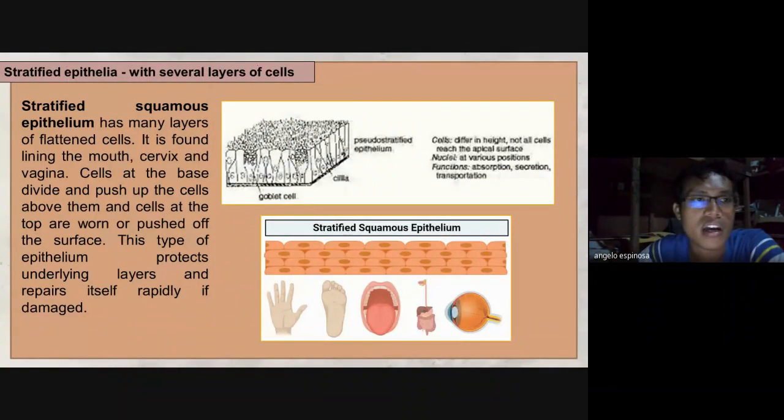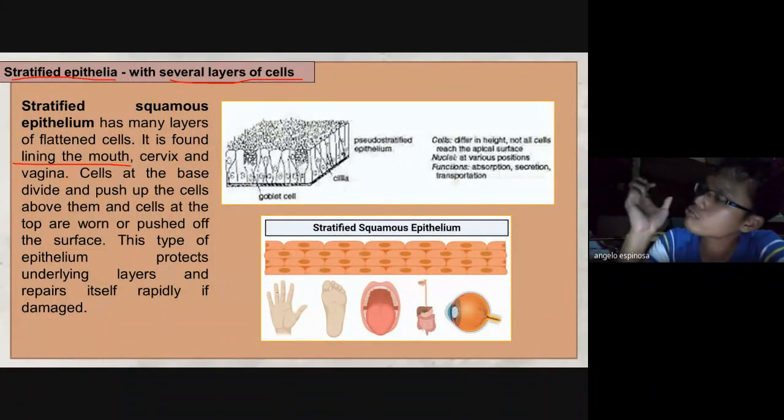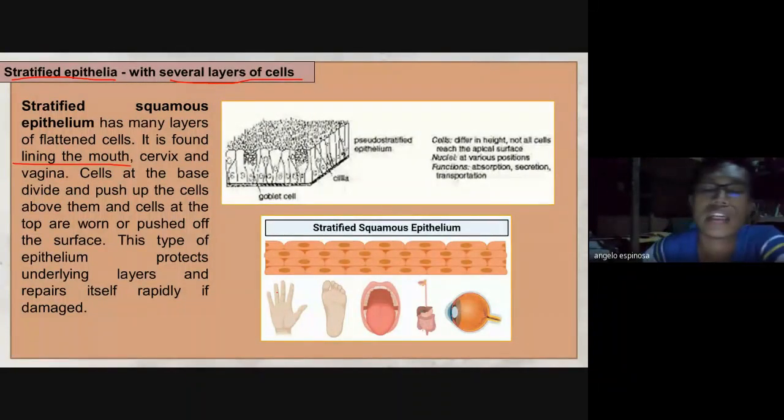And then we have stratified epithelia, with several layers of cells, many layers. Stratified squamous epithelium has many layers of flattened cells. It is found lining the mouth, on your lips, the cervix, the feet, the hands where you see those curls, like a cut lining, also in the eye, the cervix, and the vagina.